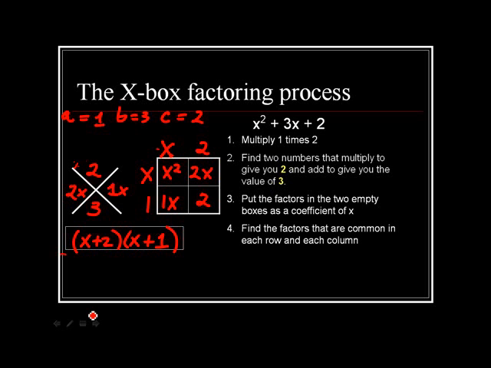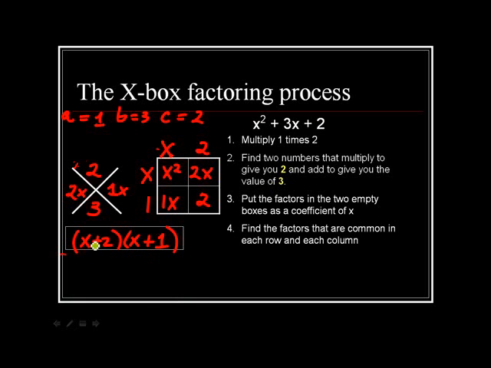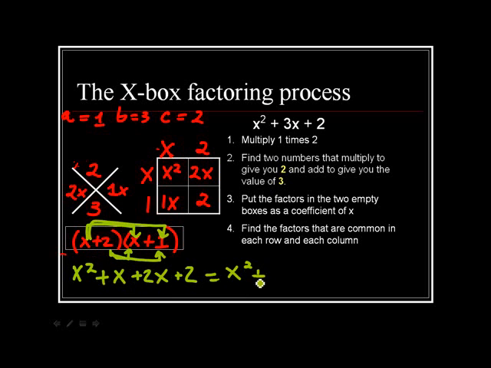Okay, so let's check our answer. Let's change color so that we can make it look nice. So, using the distributive property in the FOIL method, x times x is x squared, x times 1 is x, 2 times x is 2x, 2 times 1 is positive 2. That gives you x squared plus 3x plus 2. Checks out.